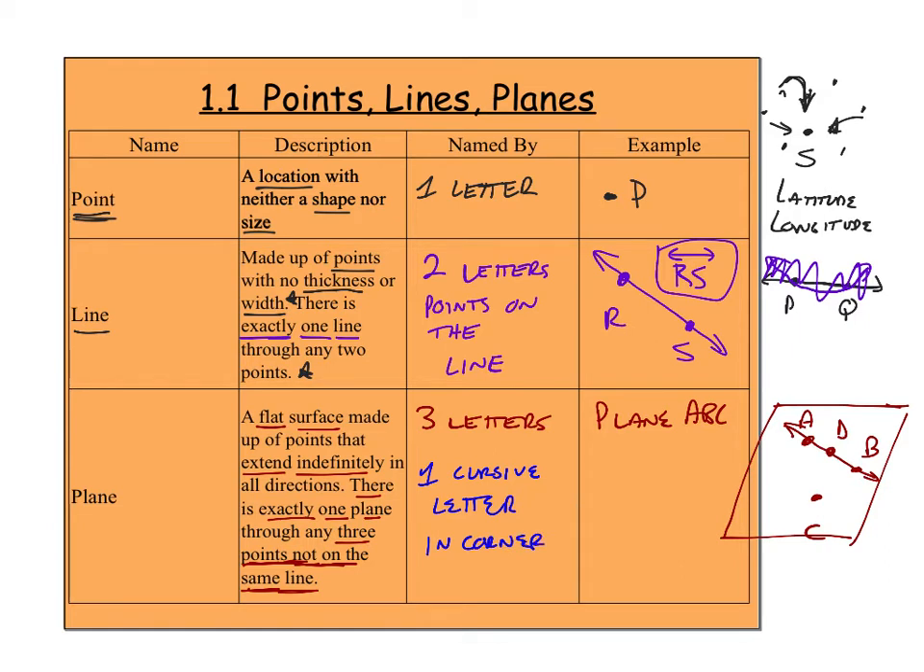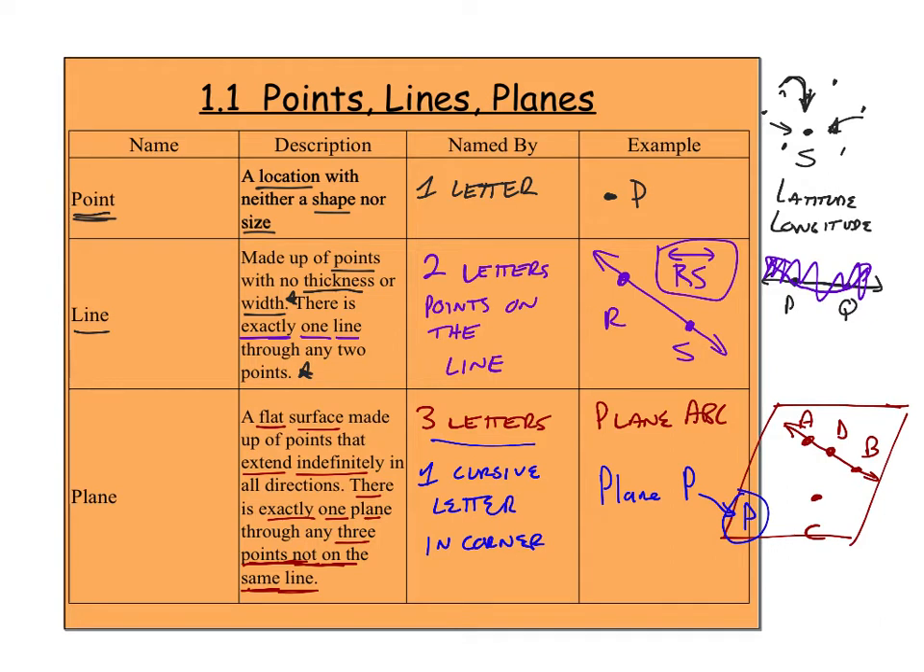Okay, so sometimes you'll see a fancy script. If I just say plane P, if you see something like that in the corner somewhere, that's kind of naming the plane as well. But one of these two ways: either three letters not on the same line, or a letter that's usually in fancy script in the corner, that's an indicator that that's going to be the plane.